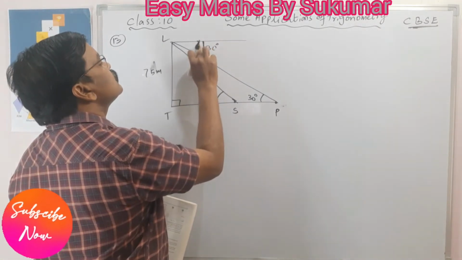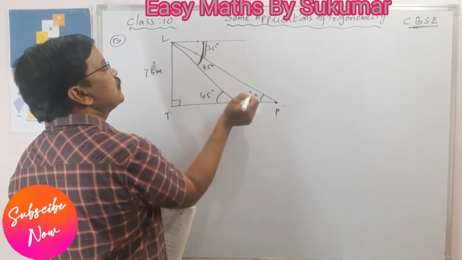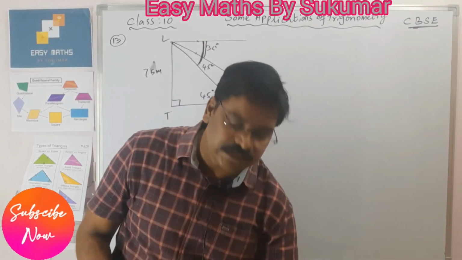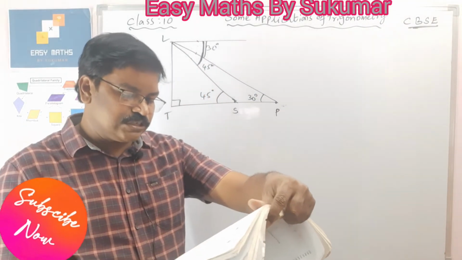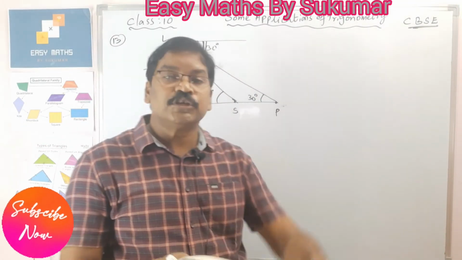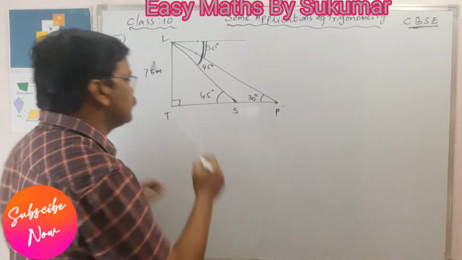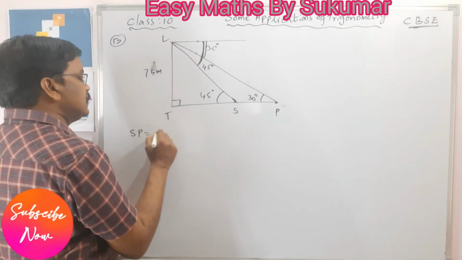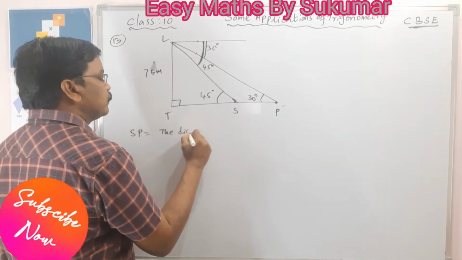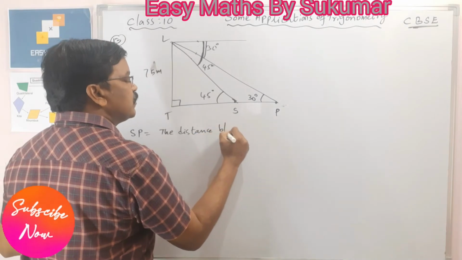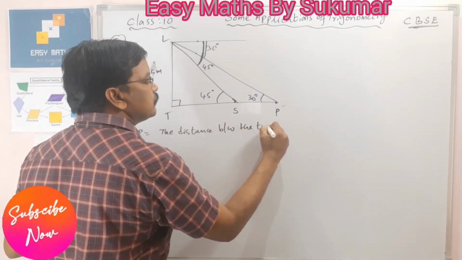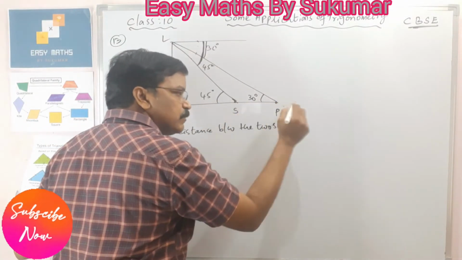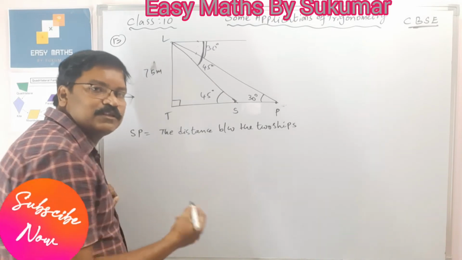I will write here first. This angle is 30 and this full angle is 45 degrees. So these two angles are alternate interior angles. What we have to find here is the distance between the two ships. That means we should find SP. I will write SP is the distance between the two ships. We have to find this distance between S and P. S and P are the two ships.